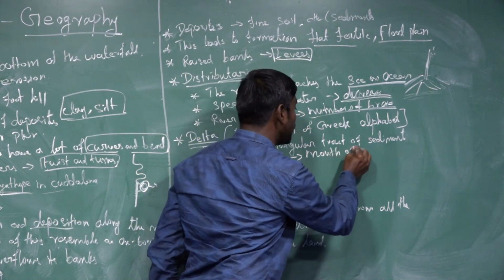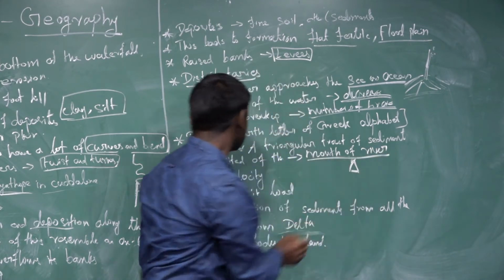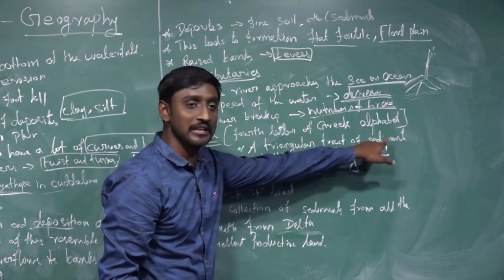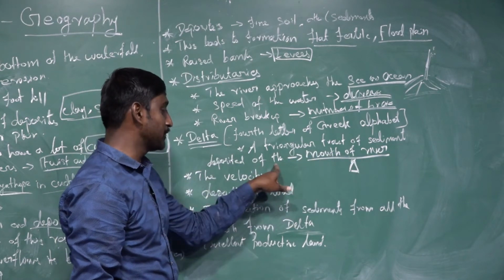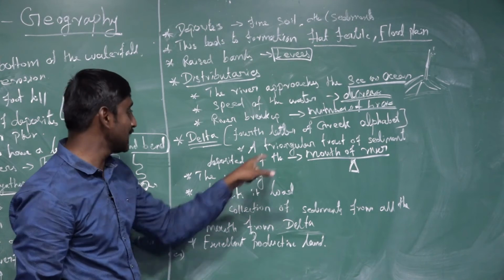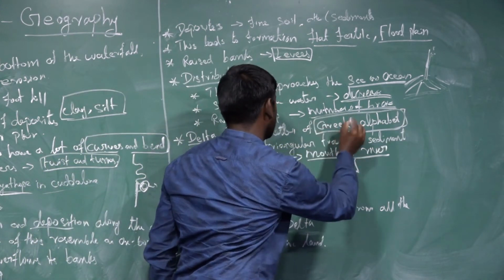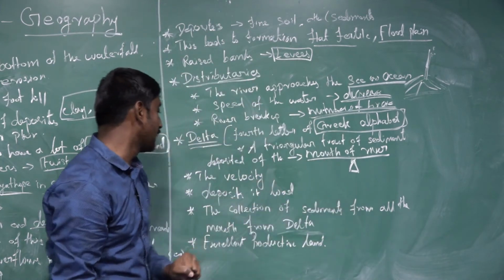The mouth of the river: a triangular tract of the sediment deposit at the mouth of the river is called a delta. Delta is the fourth letter of the Greek alphabet.